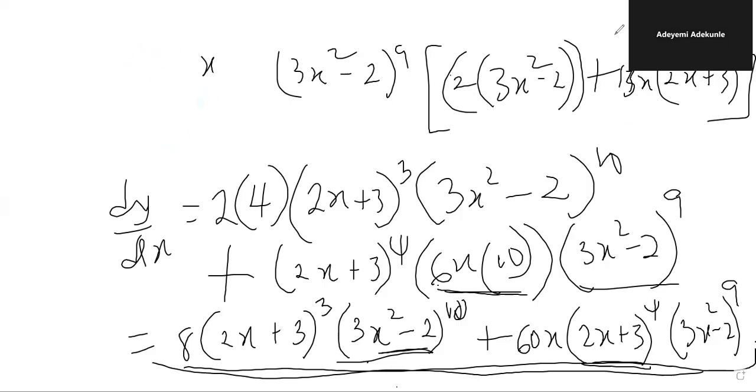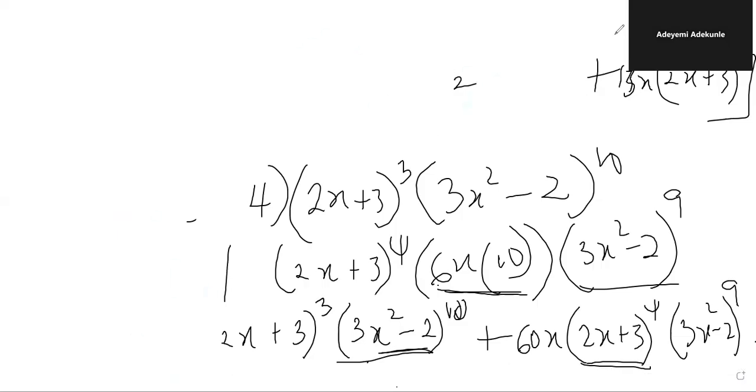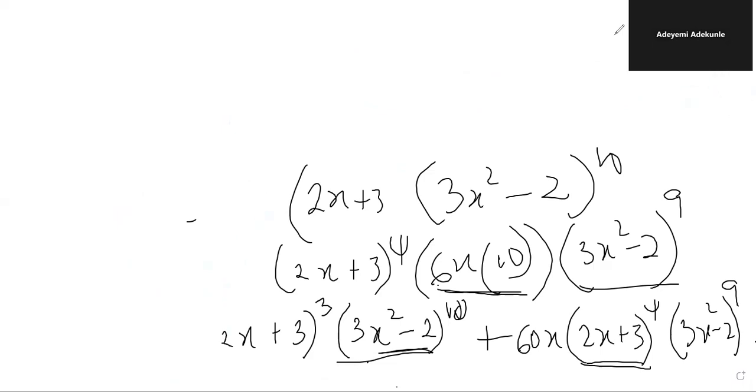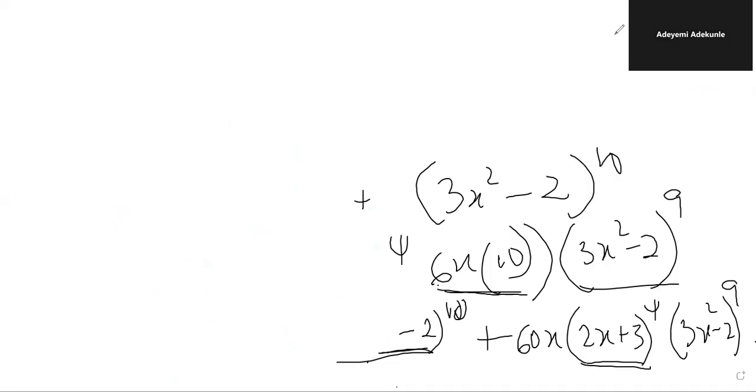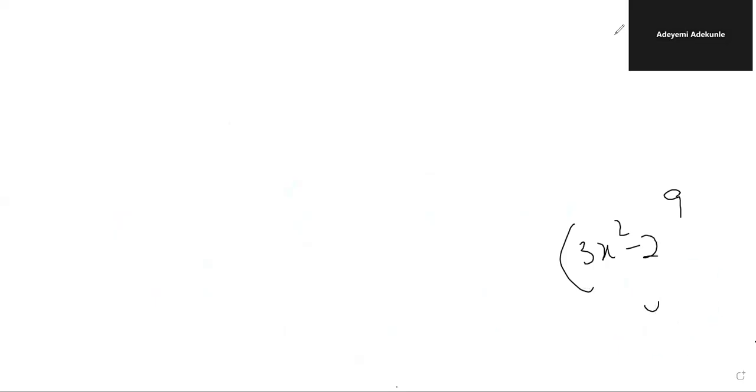Moving on to the next question on product rule. All right. So the step is very, very easy. You just have to be combining some of the things that we've done in the previous video. You just have to be combining them together in order to have a perfect solution.